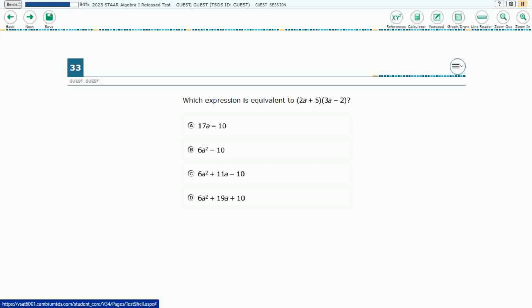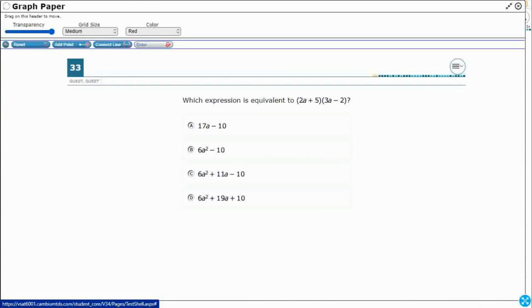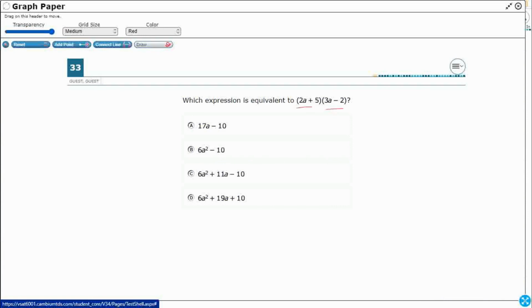So we just need to find an expression that's equivalent to, and then we've got two different binomials here. Each of these is a binomial, simply because it's an expression that has two terms. I've got this 2a and a positive 5 on this one, and then I've got this 3a and a negative 2 on this one. So how do we multiply those?